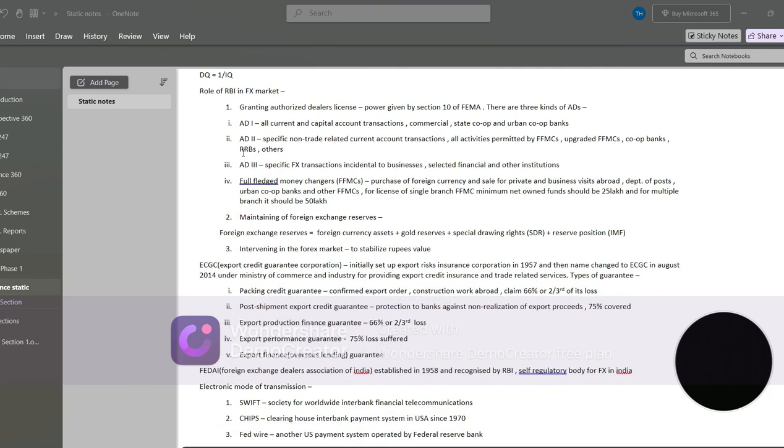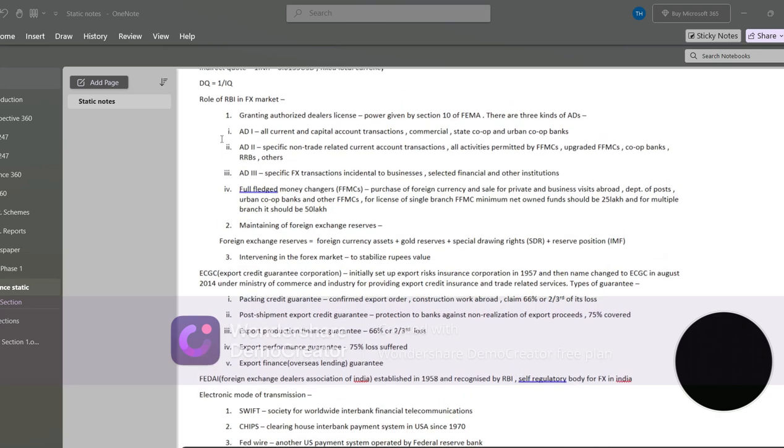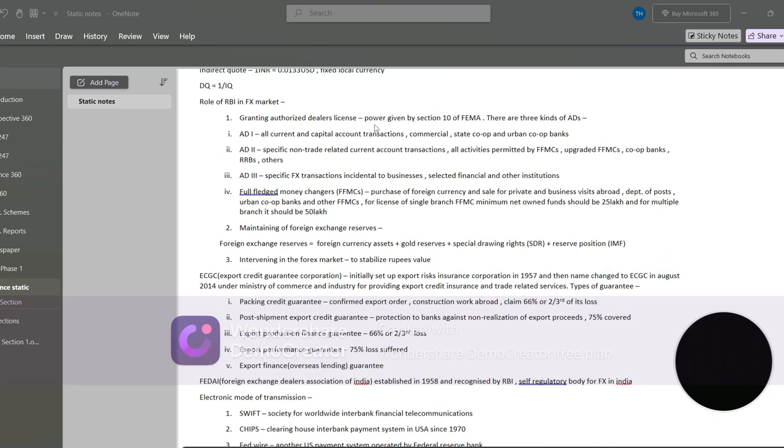Now, let us look into the roles of RBI in the forex market. First, it grants authorized dealers licenses. This power is given to RBI by Section 10 of FEMA. There are three kinds of authorized dealerships. First is AD1. AD1 covers all current and capital account transactions, and includes all commercial, state cooperative, and urban cooperative banks.